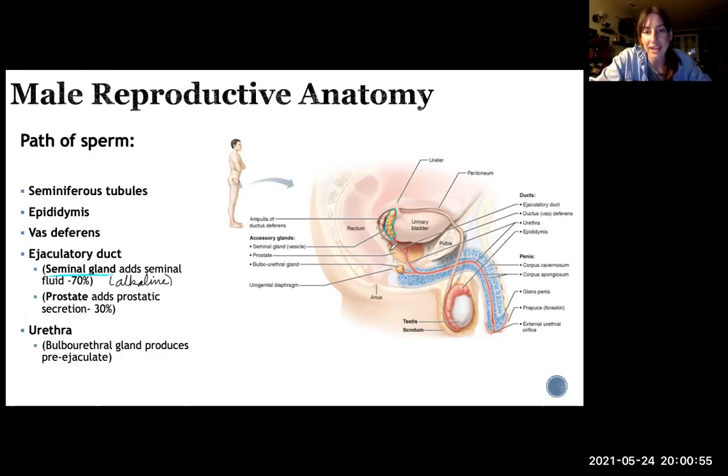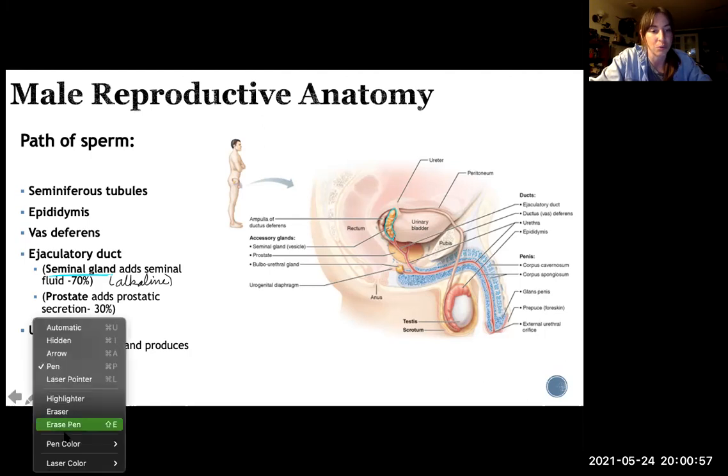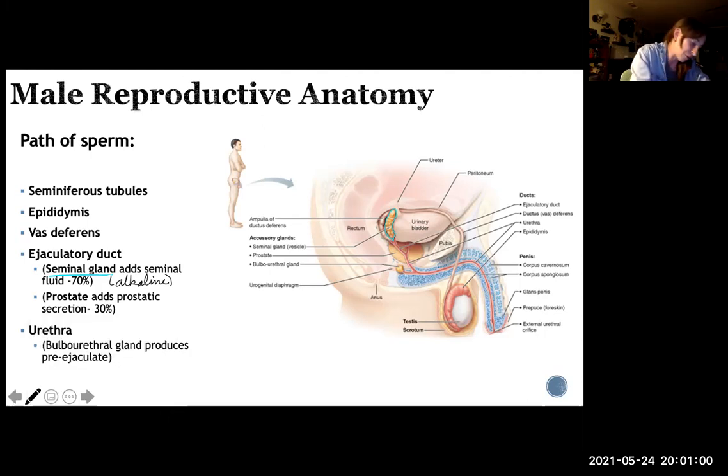The prostate is going to contribute its part as the sperm and now the seminal fluid sperm combo passes by, and it is going to add its prostatic secretion, which is also alkaline. Which is, again, to help to preserve the sperm when it reaches the vagina, which is relatively acidic.